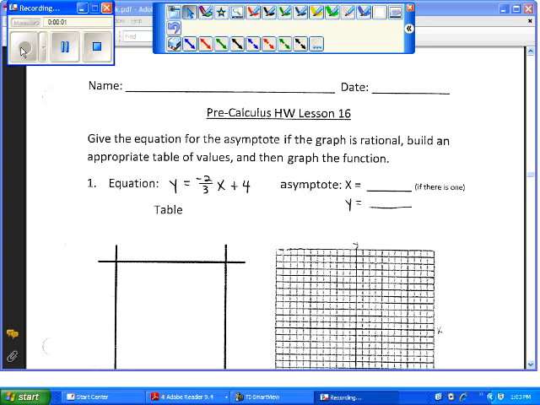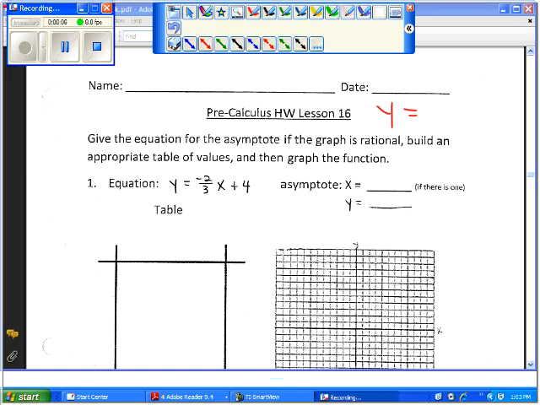In lesson 16, we're going to be dealing with rational graphs. Rational graphs are graphs of equations like y equals 1 over x. That's the parent function of a rational graph. Now, it's going to look something like this, and this is just a quick sketch, but it's going to turn in here and turn in there.